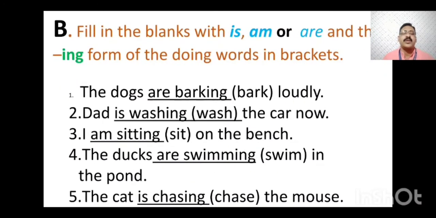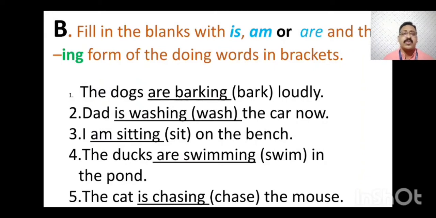Now we will move on to part number B. Fill in the blanks with is, am or are and the ing form of the doing word in the bracket. Means verb is given in bracket, you have to add ing to it and the helping verb is, am or are where needed. The dogs, you can see the dogs is plural, so are barking loudly. Are is used when the subject is plural. Here dogs, the subject is plural, so are is added. But as I told you, the verb should be in ing form, so bark should be barking. The dogs are barking loudly.